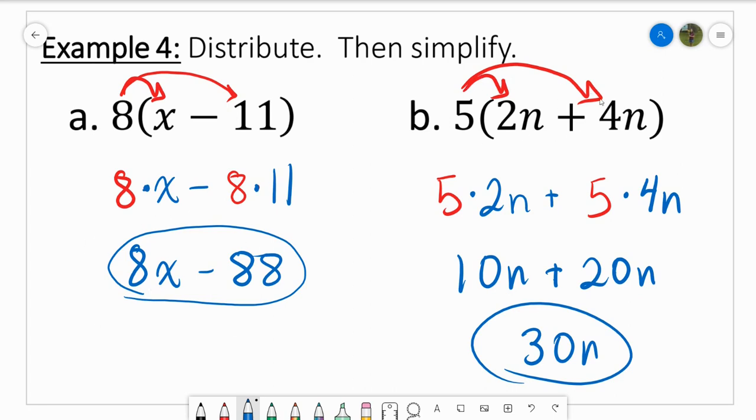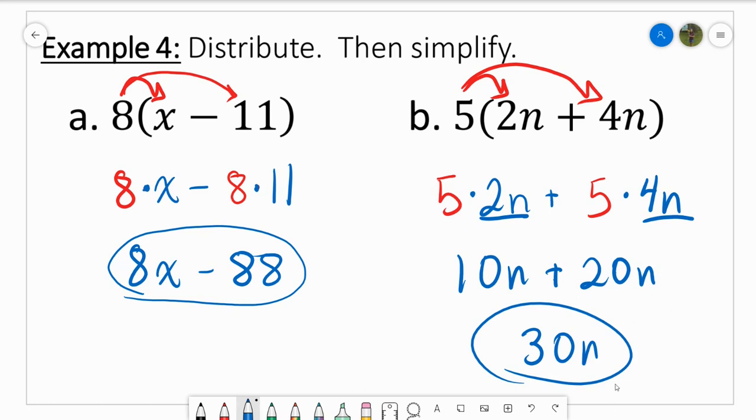This one we distributed the 5, so you can see that the original terms, the 2n and the 4n, are right here, but now both of these have a times 5 out front, and that plus sign just got brought down. Okay, and then don't forget 5 times 2n, you just do the numbers first. Well, 5 times 2 is 10, we still have just an n. 5 times 4 is 20, we still have just an n. And then can we add 10n plus 20n? Yes, because those are like terms.